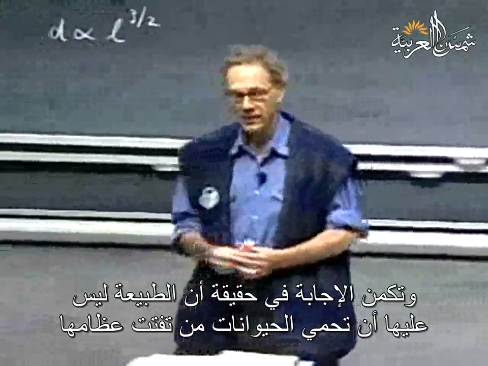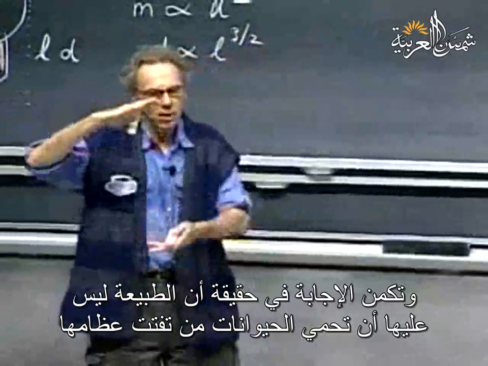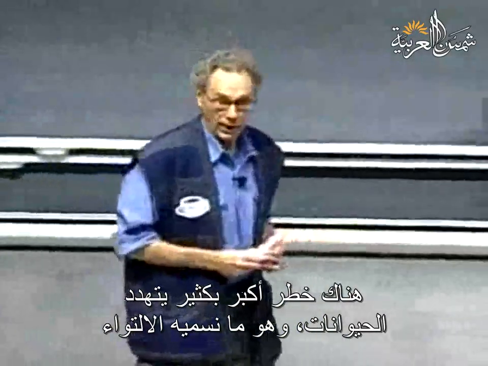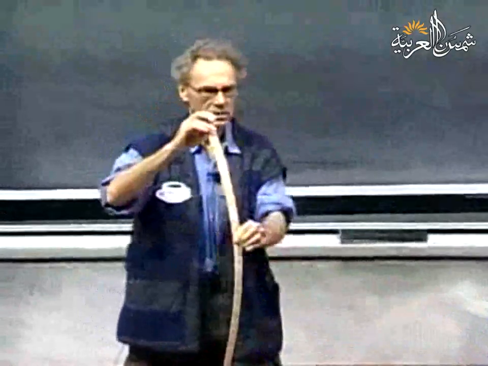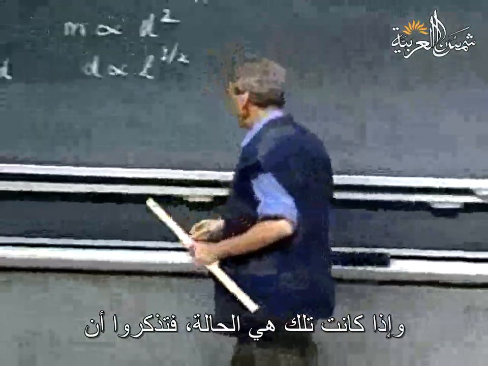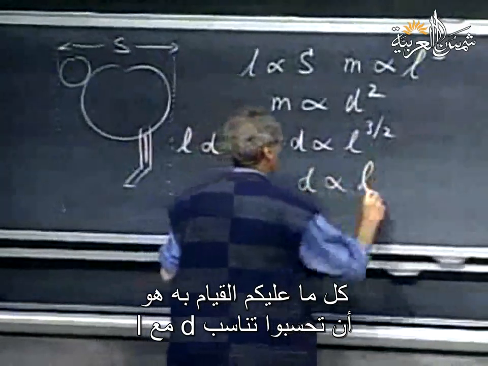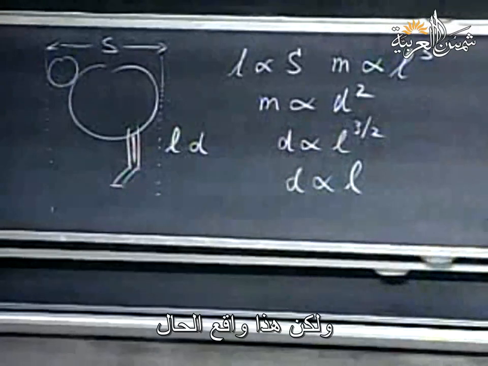And the answer lies in the fact that nature doesn't have to protect against crumbling of the bones. There is a much larger danger, which we call buckling. And buckling is the phenomenon that the bones do this. And if now you put too much pressure on it, the bones will break. And if that's the case, you remember that, in fact, all you have to do is scale D proportional to L, which is not intuitive, and that's not so easy to derive, but that's the case.